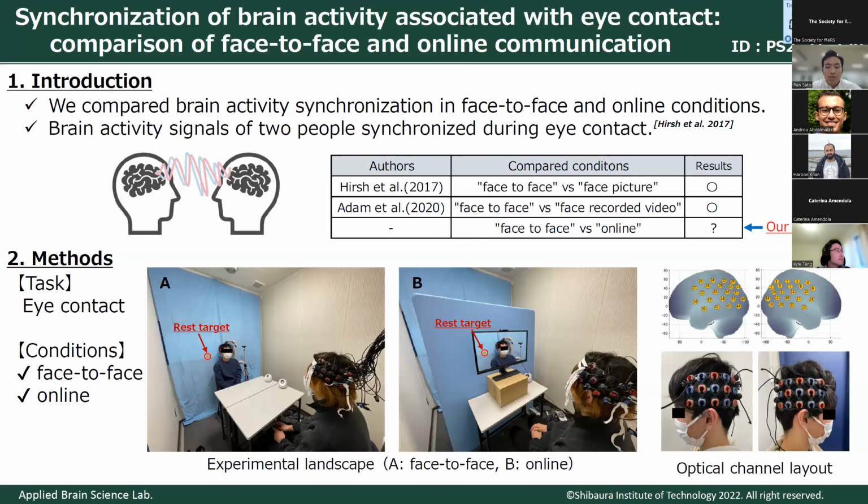20 healthy students participated using fNIRS devices, and there were two conditions: face-to-face condition and online condition using Zoom. Participants made eye contact with their partners in front of them or their partners on the screen. Specifically, they looked alternately at their partner's eyes or a less target. We measured 44 channels in the temporal lobe of the brain.